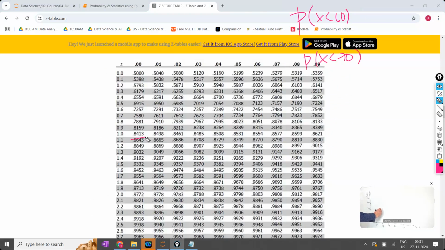Second example also clear now? Let's go with the third example. What is the probability of x less than 60 is completed. What is the probability of x less than 70 also completed, which is 0.8413. Keep this one side.